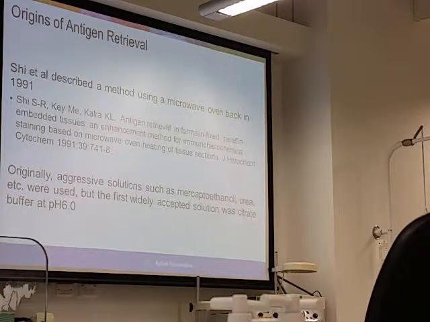But Shi was the first to describe this method, and he actually used a microwave oven to heat up tissue sections. In that paper they described using citrate buffer, but prior to that there were some solutions used such as mercaptoethanol and urea, and these are pretty aggressive protein denaturing agents. But we're lucky that urea never became a routine use.